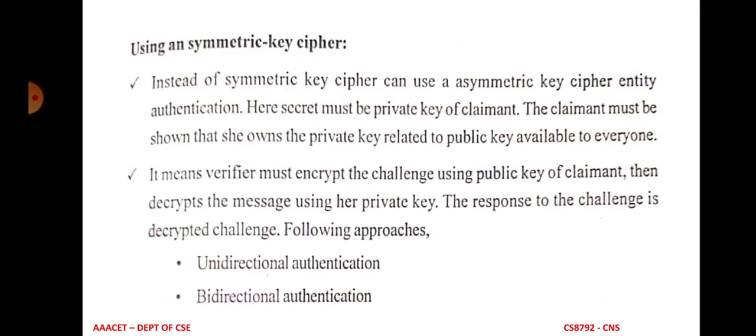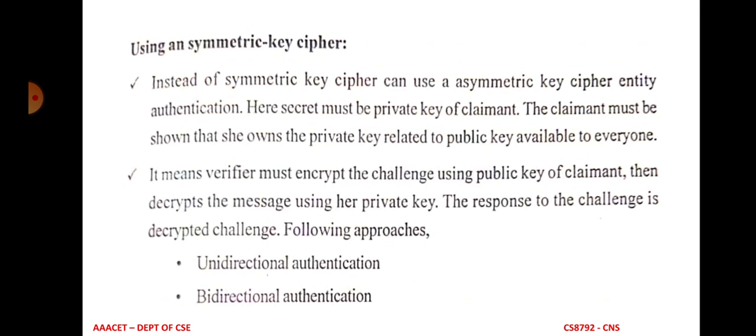So the above concept is using symmetric key cipher. This is using asymmetric key cipher. Instead of using a symmetric key cipher, we can use an asymmetric key cipher for entity authentication. Here in asymmetric key cipher, the secret must be the private key of the claimant, right? The private key of the claimant is nothing but the sender, right? So the sender must show that she has the private key related to the public key available to everyone. So the following two approaches are there: one is unidirectional and the other is bidirectional.